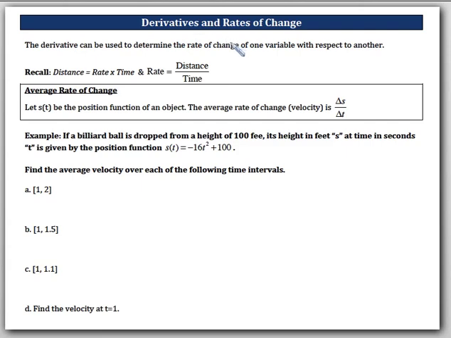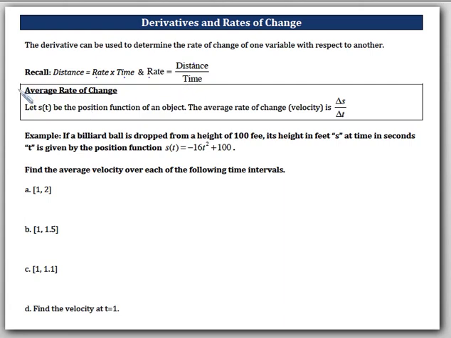All right, our last topic for today is derivatives and rates of change. The derivative can be used to determine the rate of change of one variable with respect to another. And it's actually what the derivative is. Now, if we recall, distance equals rate times time. The derivative is a rate, so we'll solve for rate here. So rate equals distance divided by time.